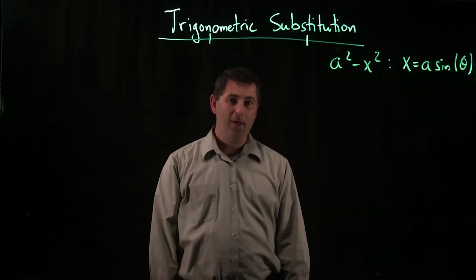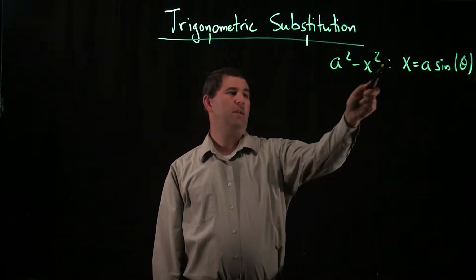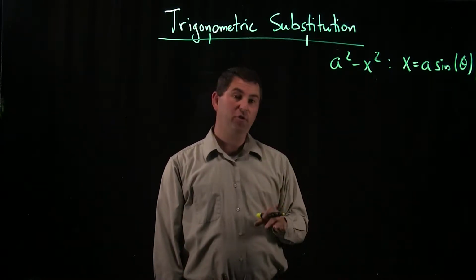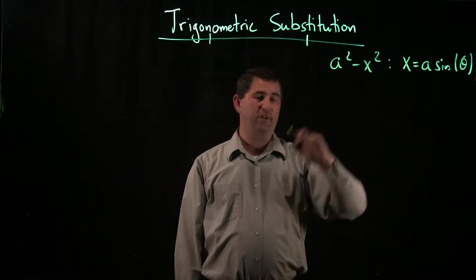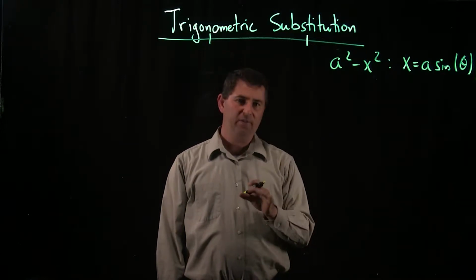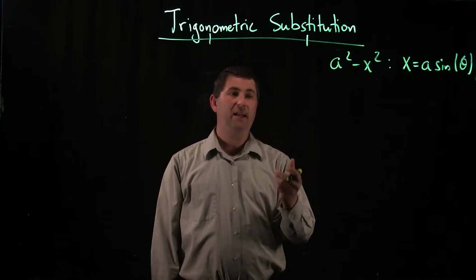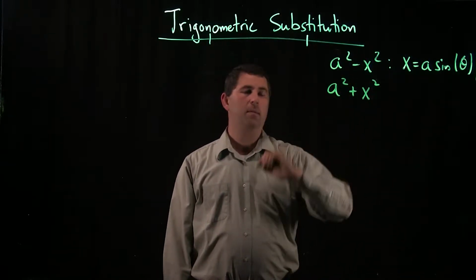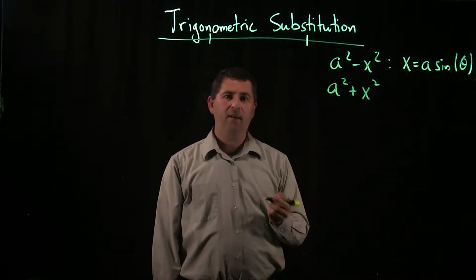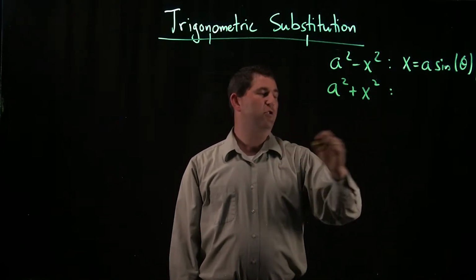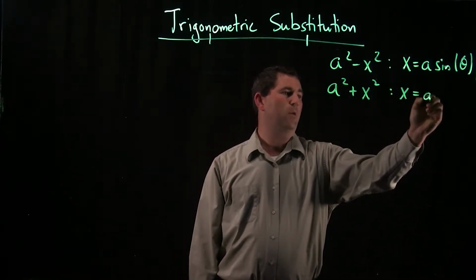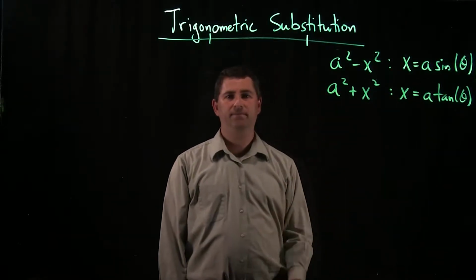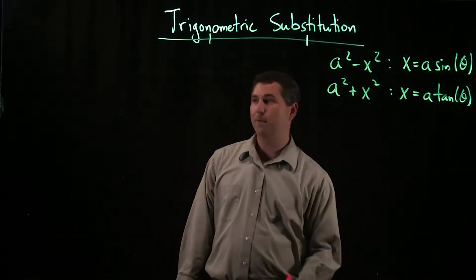In the first video, we learned that when we see something in the integral that looks like a squared minus x squared, a useful substitution might be x equals a sine of theta. In this video, we're going to consider a related expression, namely a squared plus x squared. And it turns out a good substitution in this case is to let x equal a tangent of theta. All right, let's try an example.